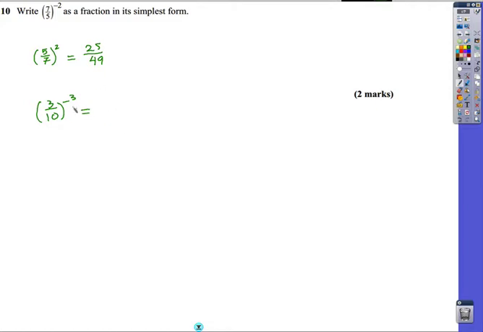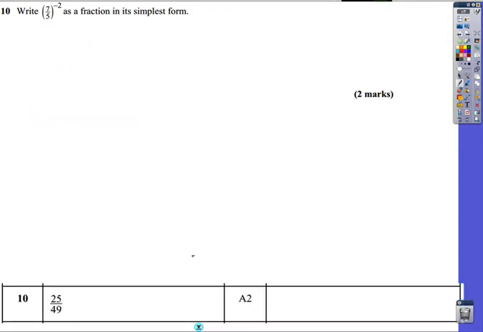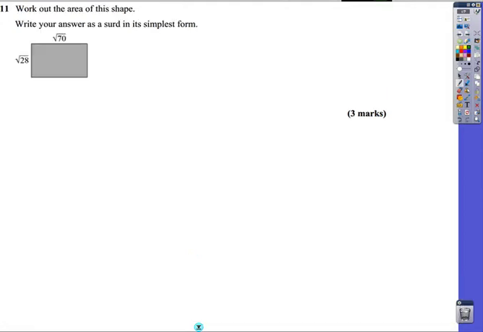Okay, so the minus is going to flip the fraction, and we're still cubing. 10 cubed is 1,000, and 3 cubed is 27, and we can't simplify this any further. Okay, mark scheme, again, you get 2 marks just for your accuracy, no method mark.